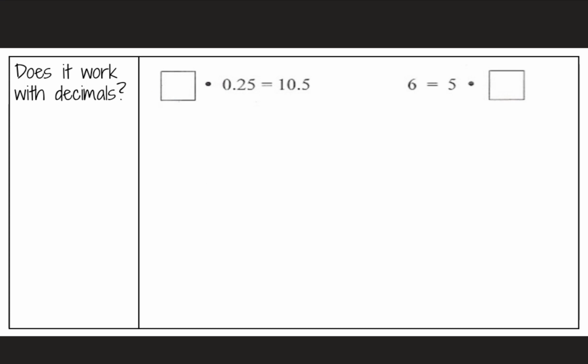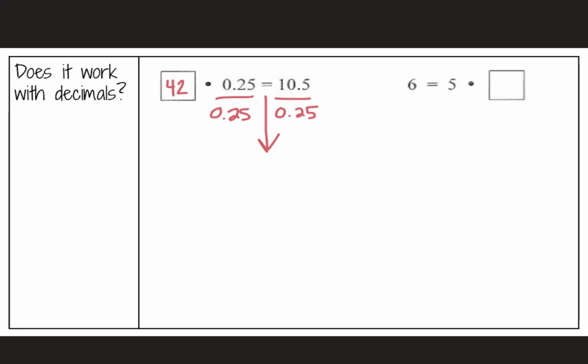Well, absolutely. If it's a multiplication problem, we can absolutely use division to solve for an unknown. So looking here, we can divide both sides by 25/100ths to figure out what our missing value is. So take 10 and 5/10, 10.5, divided by 25/100ths, 0.25. What do you get? 42. So 1/4 of 42 is 10 and a half. And we use division to solve for that.